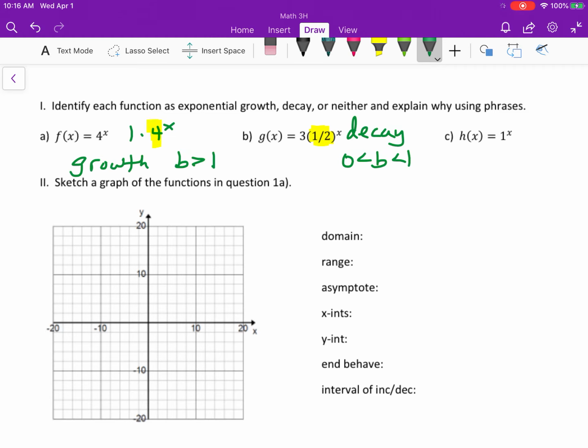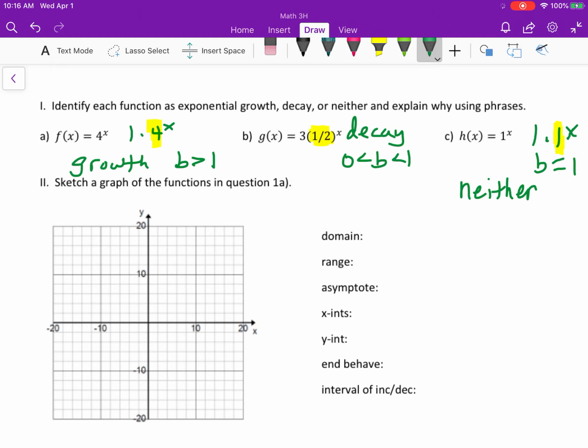That just doesn't exist. You look in letter C, and this is really 1 times 1 to the x. Again, the first one doesn't really matter. The second one does. Here's your growth rate. But we have a problem here. This growth rate equals 1. Well, to be growth, it has to be greater than 1. If it's decay, it has to be between 0 and 1. If it equals 1, it's nothing. So this one is neither. Okay?